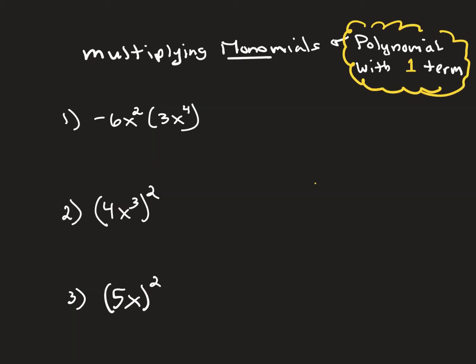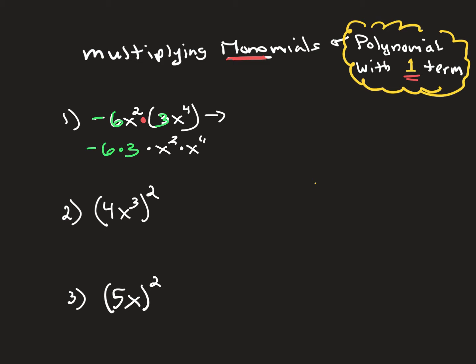So here we go, multiplying monomials. Monomials are polynomials that have just one term. So we are multiplying a monomial times a monomial. So we are simply going to multiply the coefficients together, -6 times 3, and then we're going to multiply the variables x squared times x to the 4th.